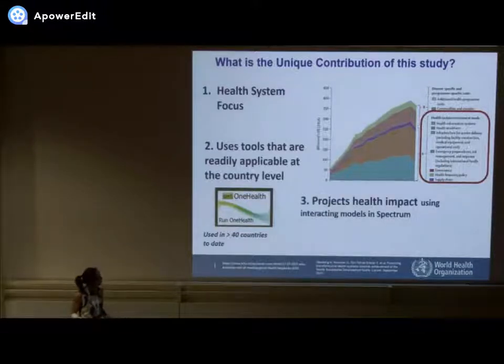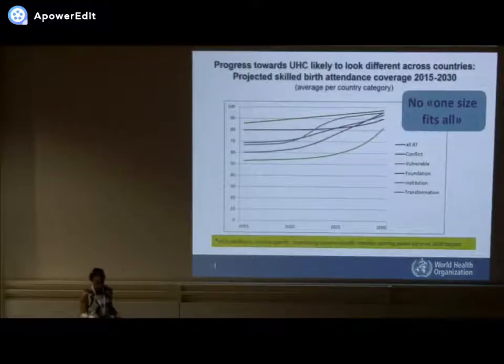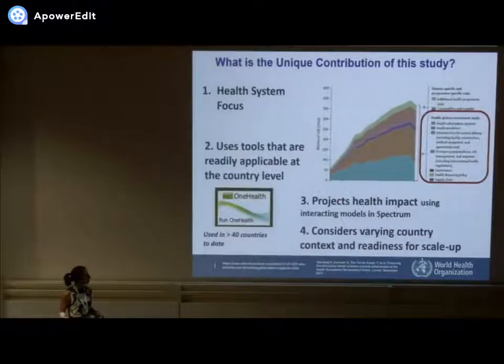The third unique contribution is we are projecting health impact using integrated models. So as I mentioned, when we scale up some of the promotive or preventive interventions, there's feedback loops within our models so that we can assess the final health outcomes from an integrated package. And finally, within our model, we also consider a varying country context and a variation in country readiness to scale up.